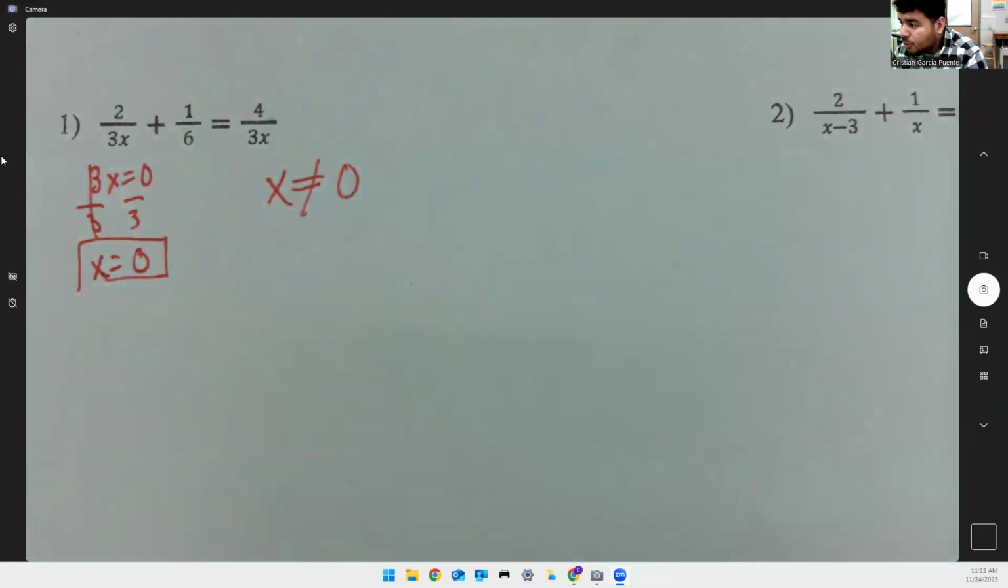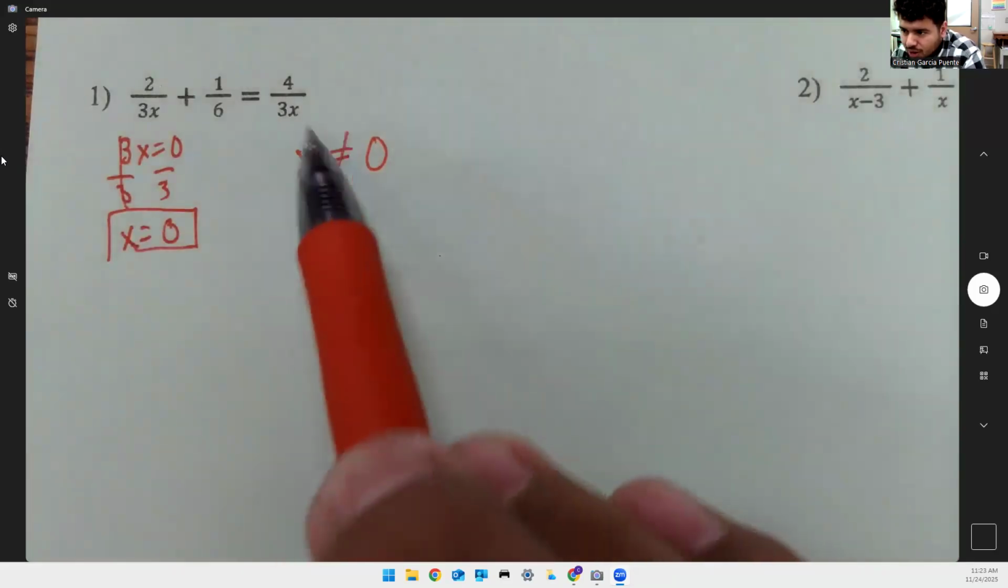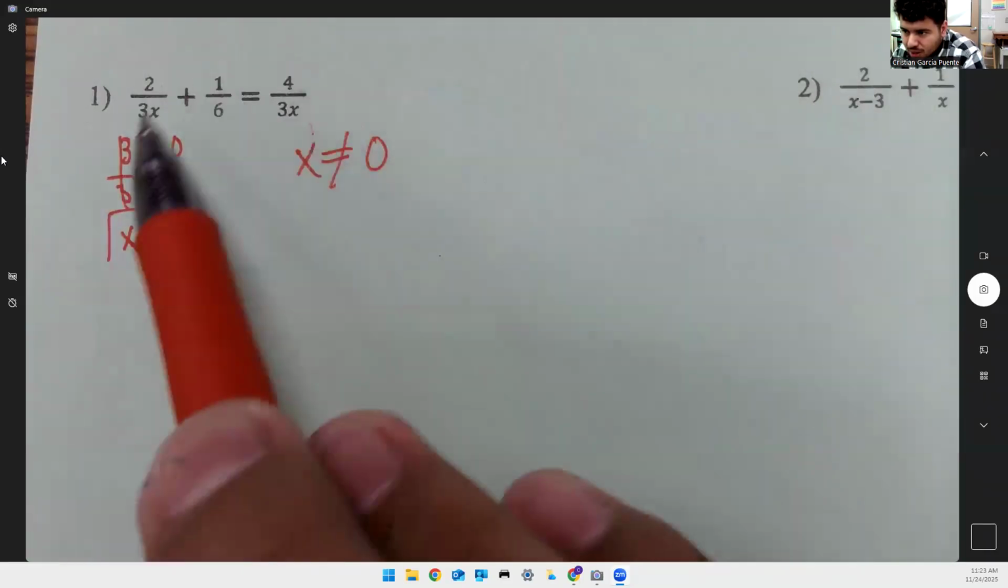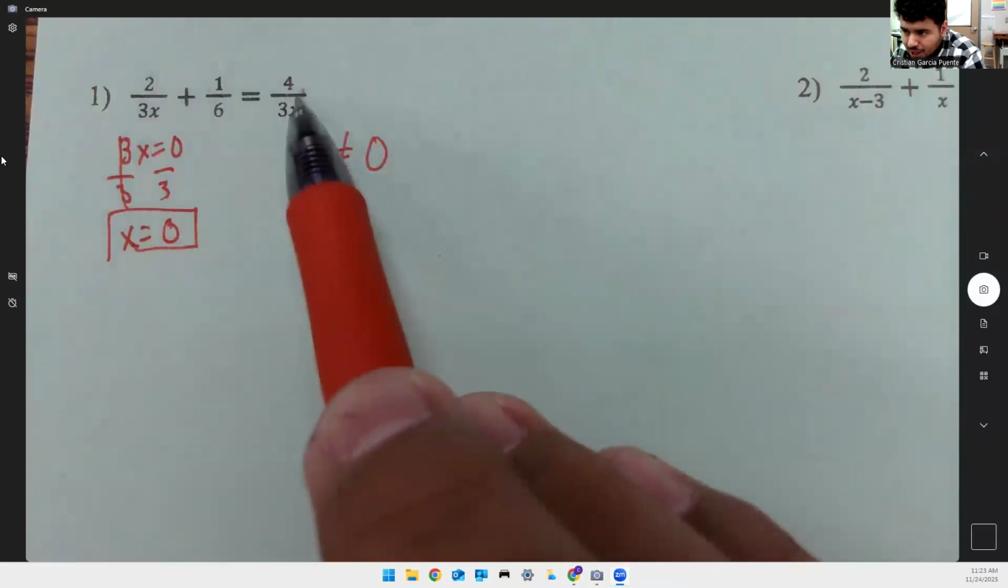So for these types of problems, there is a second way you could do it. And as a matter of fact, I'm just going to make you guys do it the second way. It's a lot easier, actually. So you see how you have two denominators that are the same? The 3x and this 3x? We're going to move this fraction to the same side as this one.